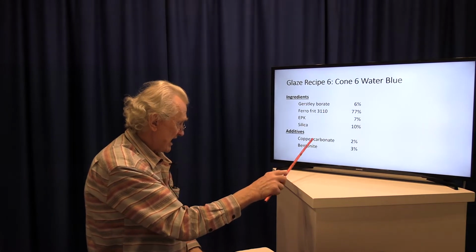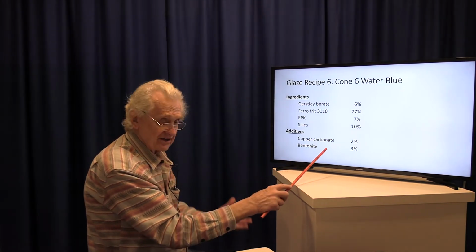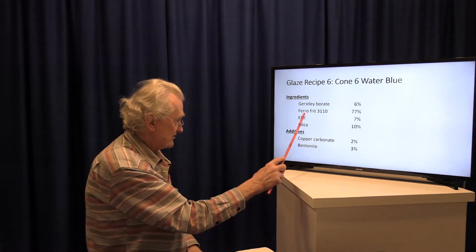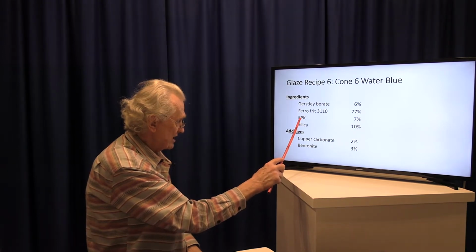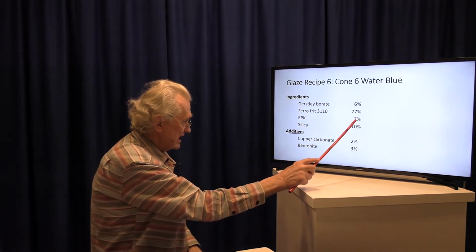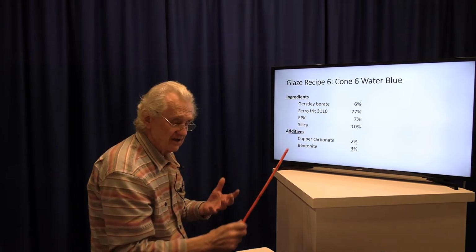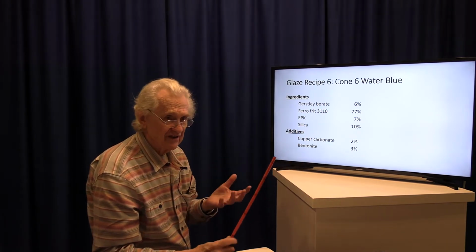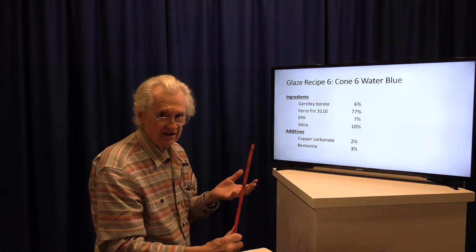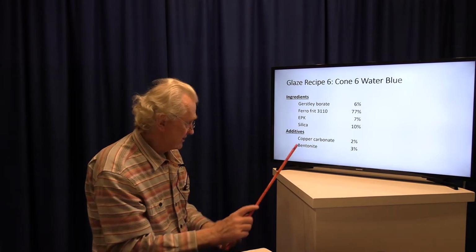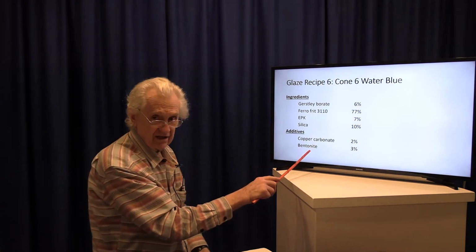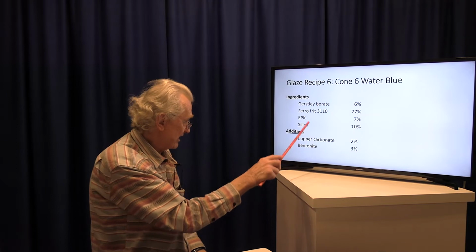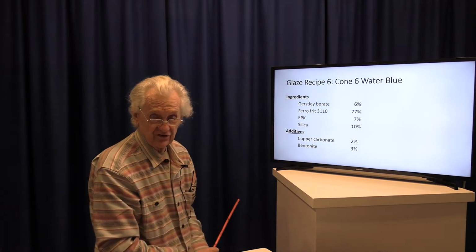Well, and then additives, I've got copper carbonate and bentonite to keep it in suspension, because in this case, for example, I've got very low clay and I've got a lot of frit, which is powdered glass, and they tend to settle out like crazy in a glaze. So I'm going to need something to keep it in suspension. So that's the reason for the bentonite, because I don't have enough clay by itself to keep all of this other stuff in suspension.